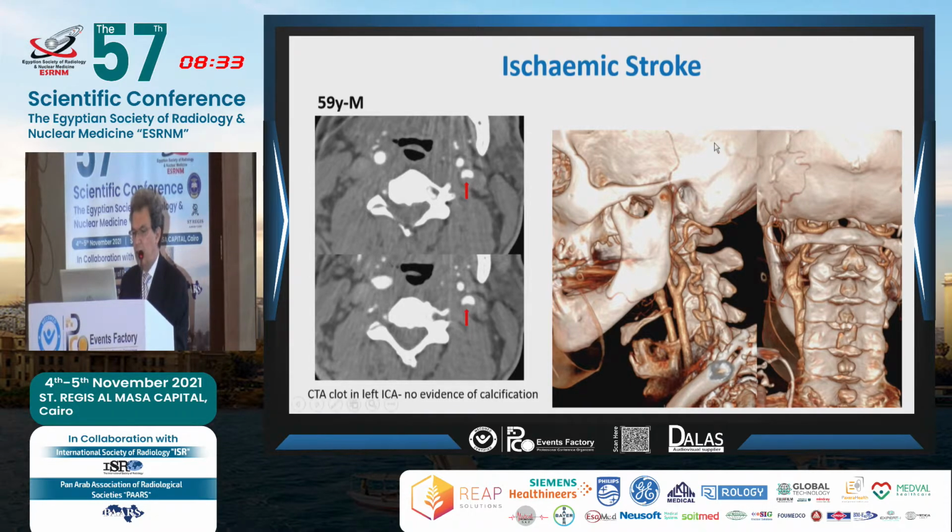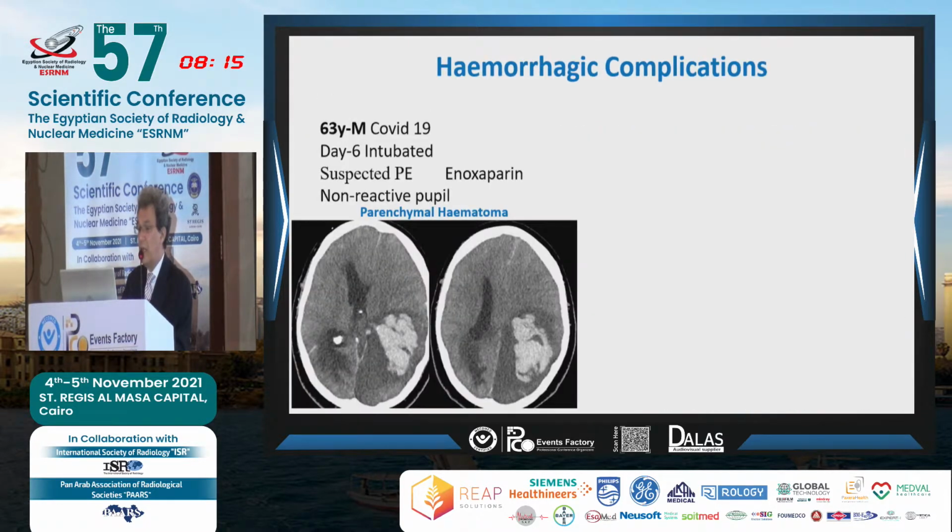And again, to emphasize the point of thrombus within the vessel, here in the vertebral artery, but can also be in the carotid artery, and it is without calcifications, indicating that it's a newly formed thrombus rather than an old one in terms of an atheroma with calcifications.